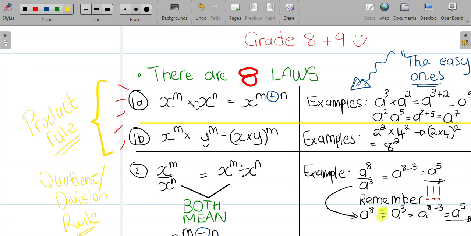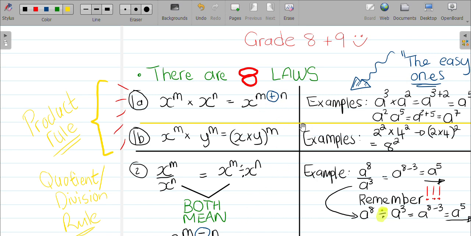Now, in 1a, there's multiplication between, what can we see? We see we have the same bases. There's x and there's x. But now we have an exponent of m and an exponent of n. So what does the product rule say or mean? Well, we see the equal sign here. It means when you are multiplying exponents with the same base but different exponents, we will keep the base the same, keep the x the same, and then you will add. We're going to add, right, the two different exponents.